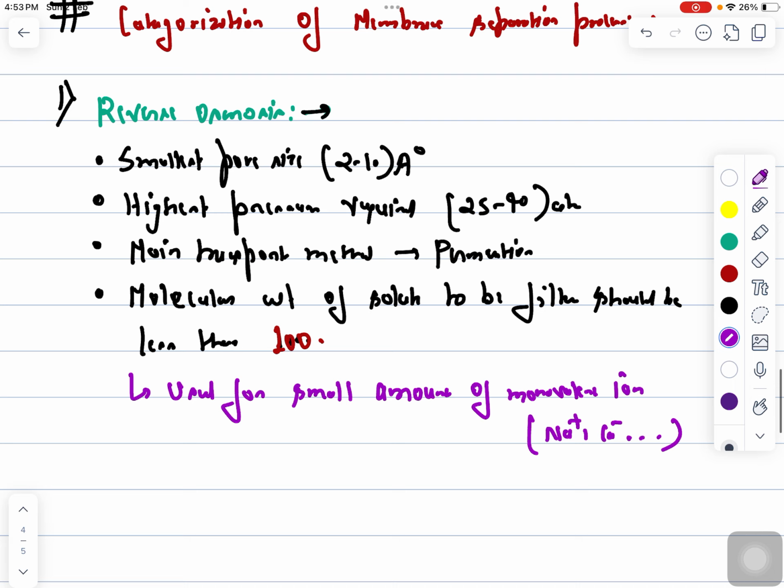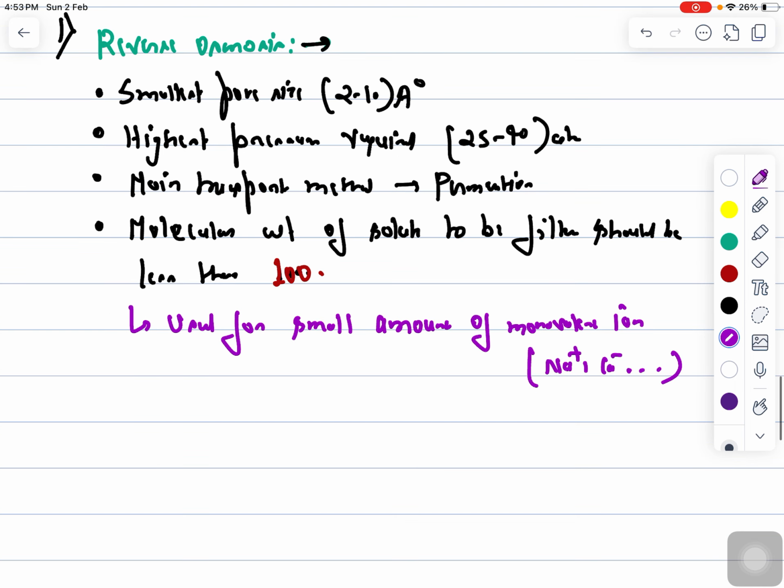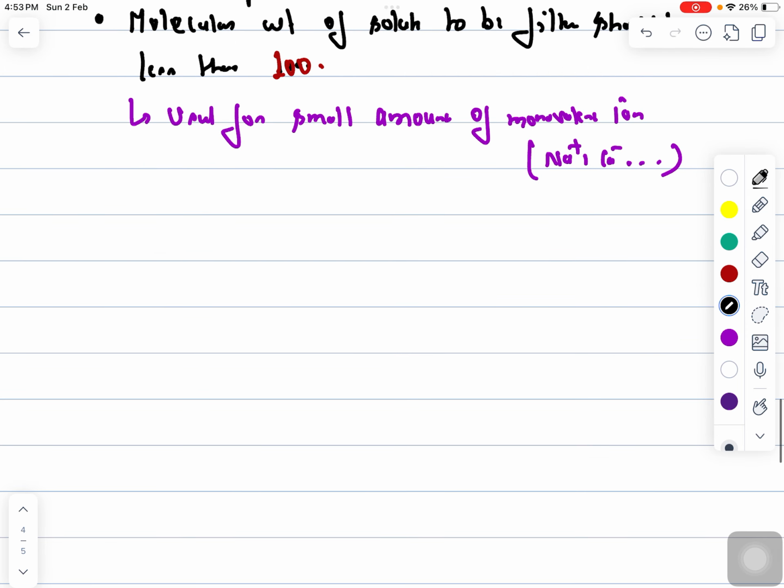So what we have studied in reverse osmosis: pore size should be very small, and pressure drop should be very high, that is 25 to 40 atm. Main transport method is permeation. Molecular size or molecular weight of the solute that is being transported is less than 100, and this is very much applicable for solutes containing monovalent ions like sodium plus, chloride minus.